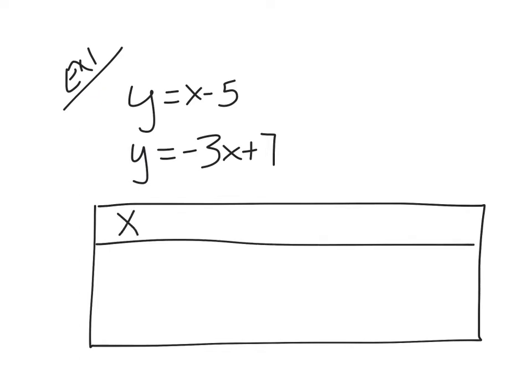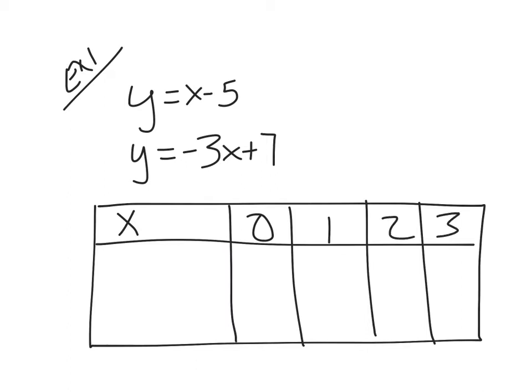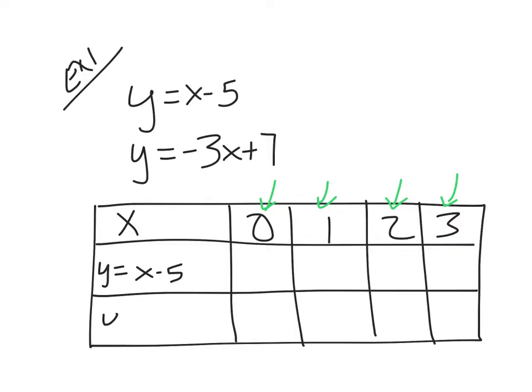We have our x value. And the x values, you can just pick which ones you want to use. So we're going to use 0, 1, 2, and 3. We're trying to find out where, when I plug any of these x values in for x, their y's are the same number. Okay? So then I have my two equations. I have y equals x minus 5, and then I have y equals negative 3x plus 7. So basically we're just going to plug in x for each of these equations and solve so that we can find where they have the same answer.